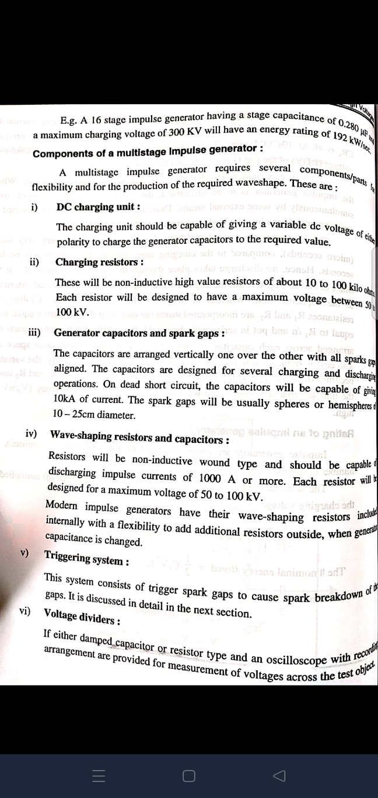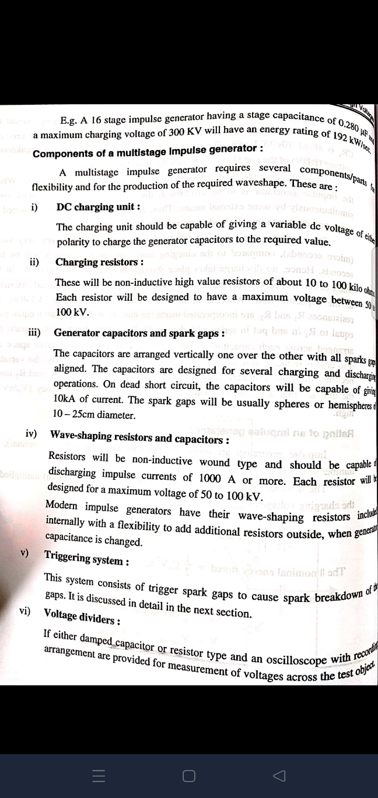Now the wave shaping resistors and capacitors. Resistors will be non-inductive wound type and should be capable of discharging impulse currents of 1000 ampere or more. Each resistor will be designed for a maximum voltage of 50 to 100 kV. Modern impulse generators have their wave shaping resistors included internally with a flexibility to add additional resistors outside when generator capacity is changed. Triggering system.